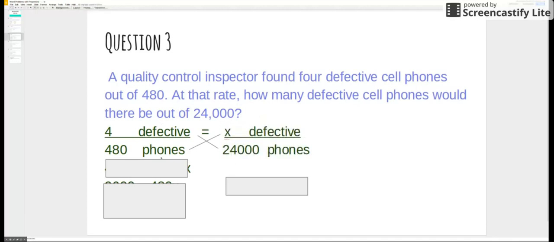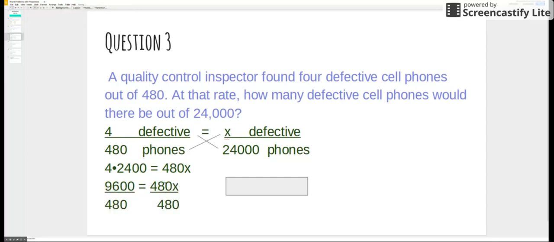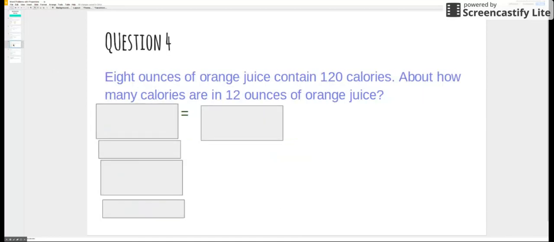Then I'm going to just cross multiply. 4 times 24,000 equals 480x. So now I'm going to do 4 times 24,000 to get 96,000, which is equal to 480x. Divide both sides by 480, and you get x to be 200. So there would be 200 defective cell phones out of 24,000 phones.